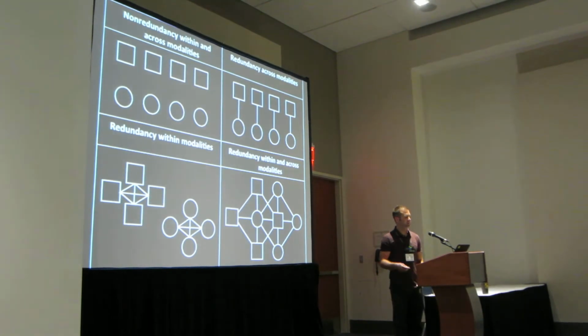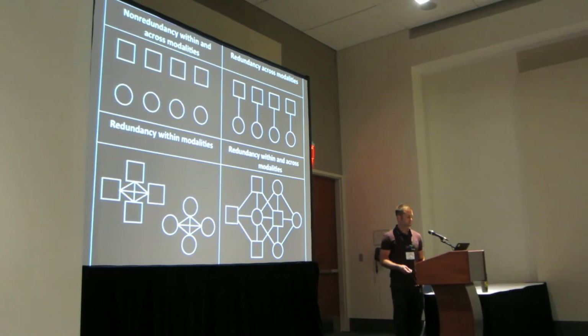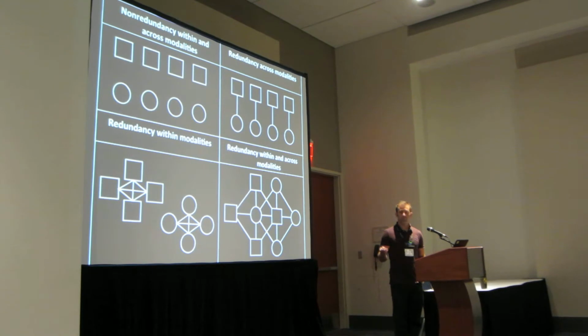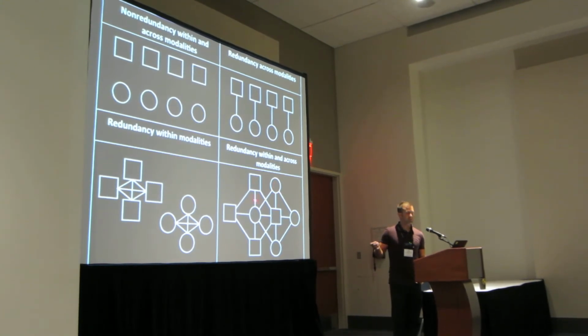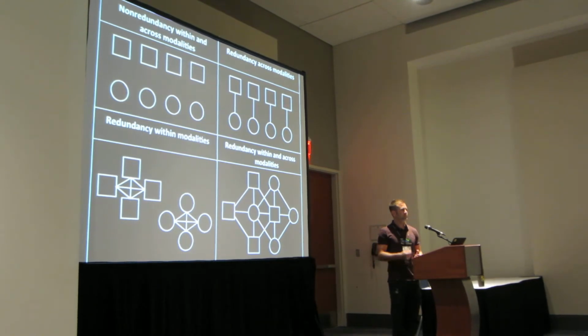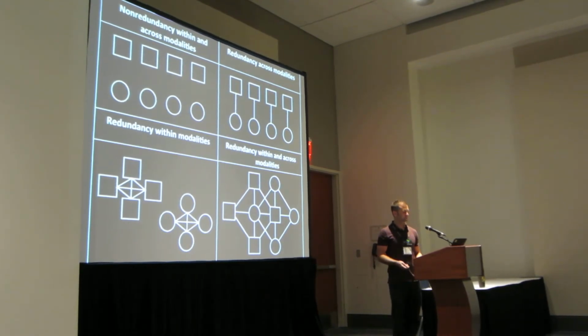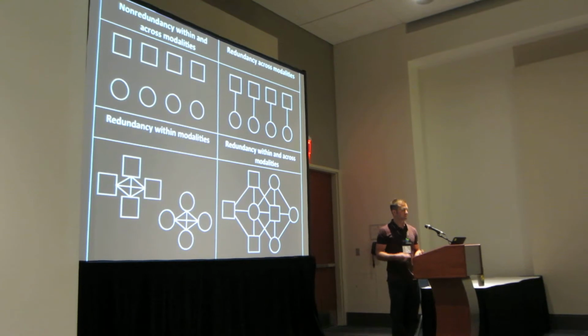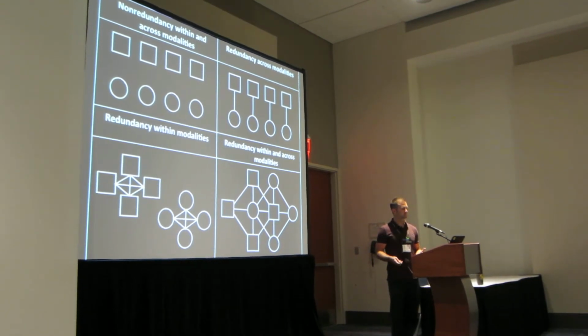And lastly, we could have redundancy within and across modalities. So here some of these song traits are related to some morphological traits. So we have sort of a combination of redundancy and non-redundancy, which allows for independent information to be encoded while allowing for redundancy within modalities.